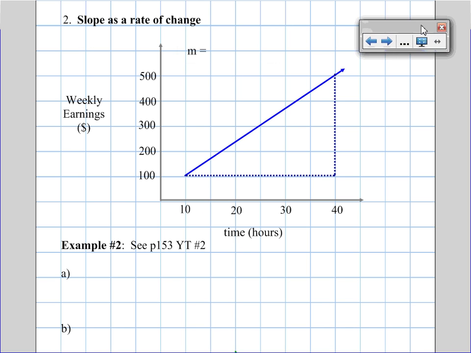Slope also often applies to real situations. So in this case, we have not a change in x, but a change in time, and not a change in y, but a change in money. And if we talk about the slope, that's the change in the money over the change in time, which in this case goes from 100 to 500, which is $400, over a time period of 10 to 40, so 30 hours. Whatever answer that is, it's a repeating value, but it'll be dollars per hour.